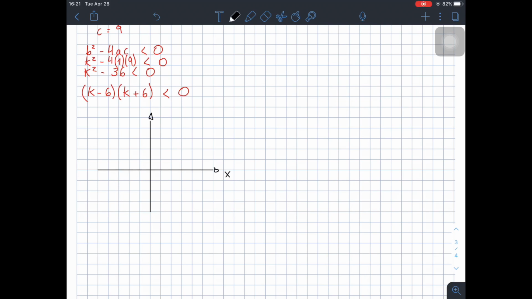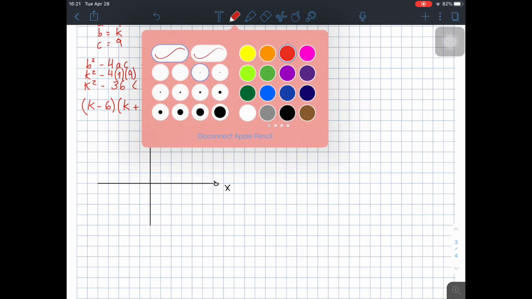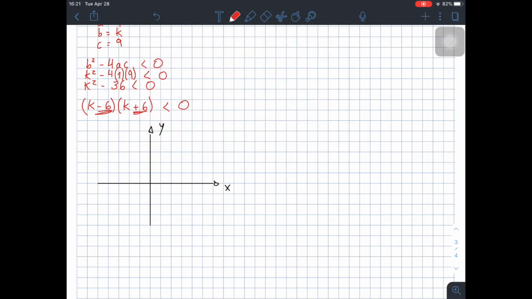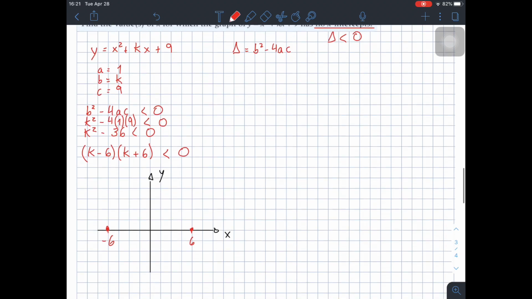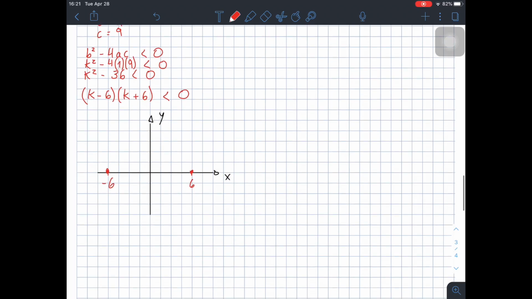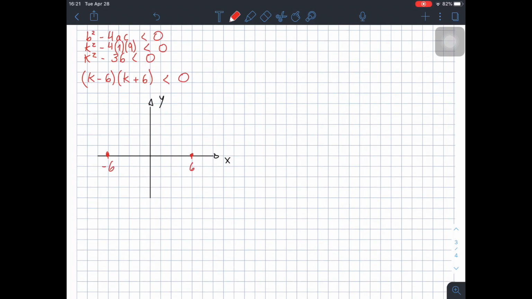This is x, this is y. We have both roots, which are positive 6 and negative 6. So 6 over here and negative 6 over here. We have the two roots. And we know that this parabola should open upward, right? Because the value in front, what is supposed to be our a, is positive, right? So if we do the sketch here, the parabola would look something like this, okay?